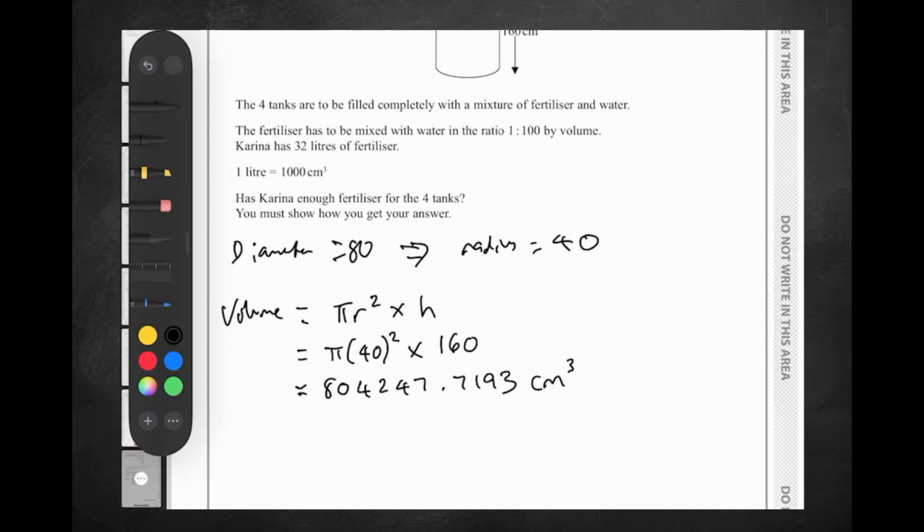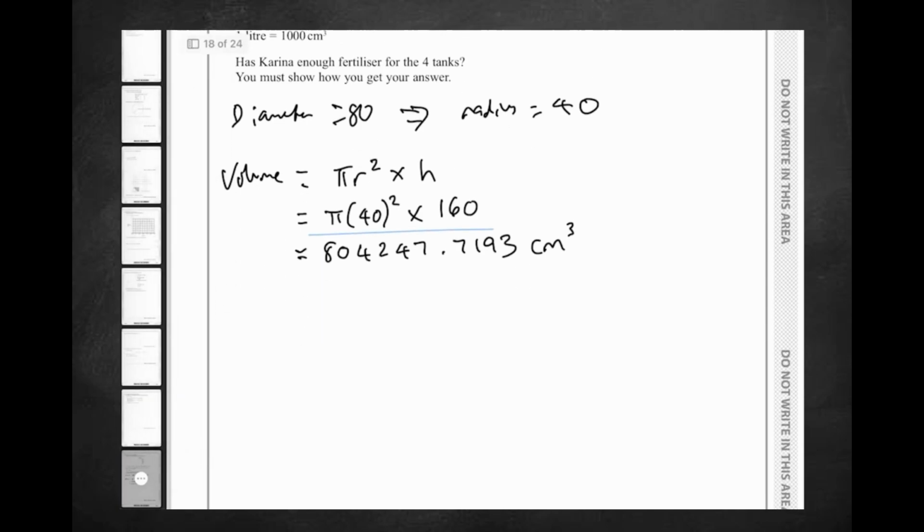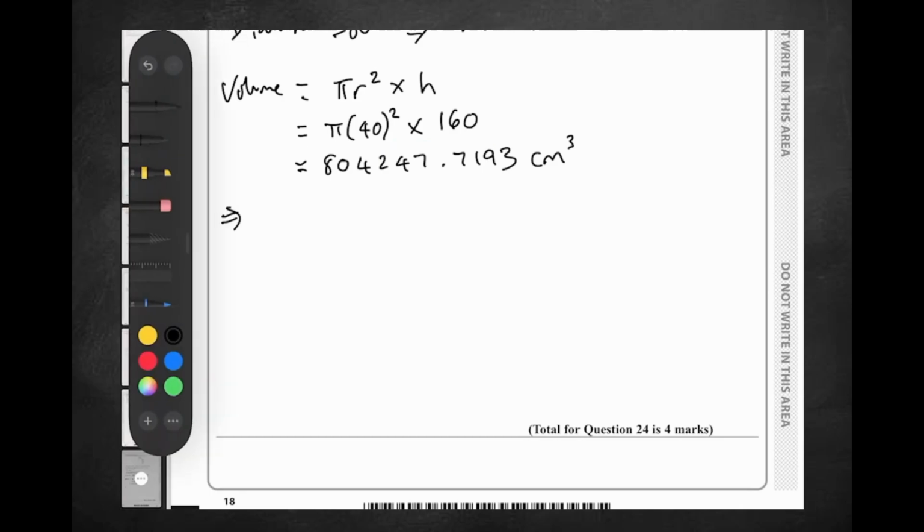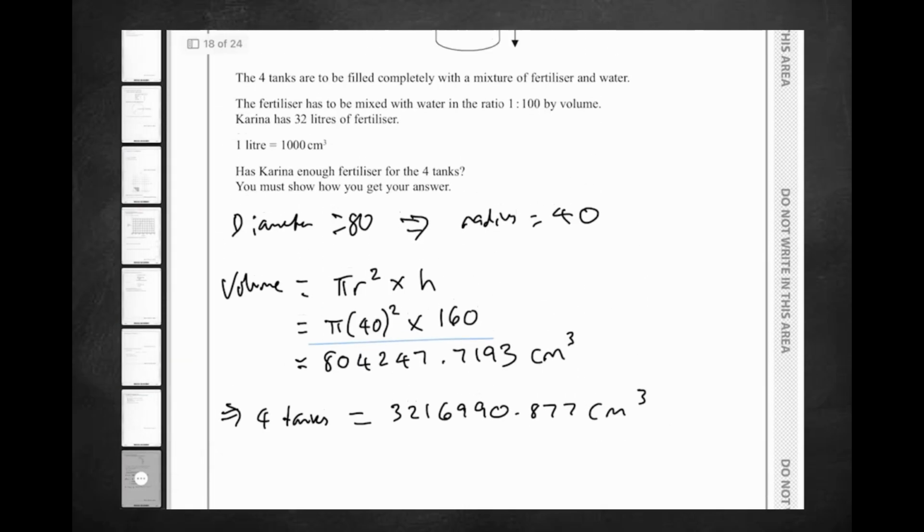Then we'll go down a bit. So we need the volume for 4 tanks. So let's multiply this by 4, as I've still got it on my calculator. 3,216,990.877 centimeters cubed.